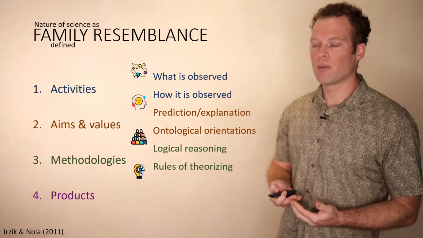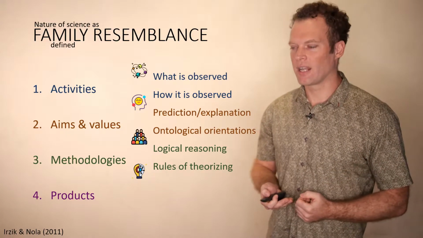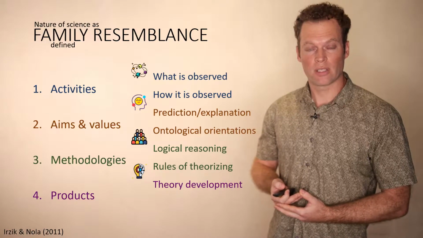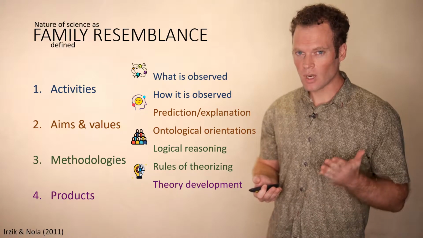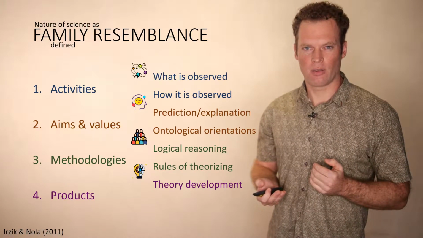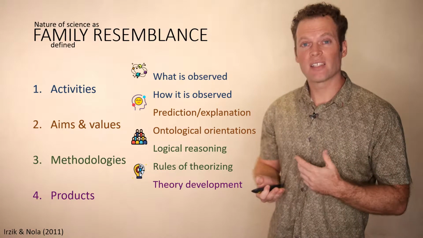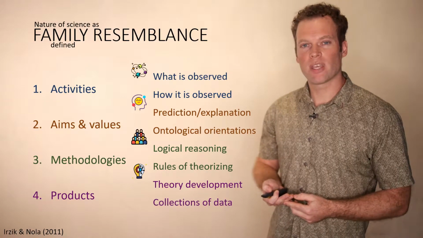And then finally, the products of science. What science produces defines the nature of science. So of course there are theories that arise, and no two theories are the same, because, well, theories shouldn't be redundant. But the purpose of those theories and the centrality of those theories to science is similar across multiple scientific disciplines. And then also the collection of data.